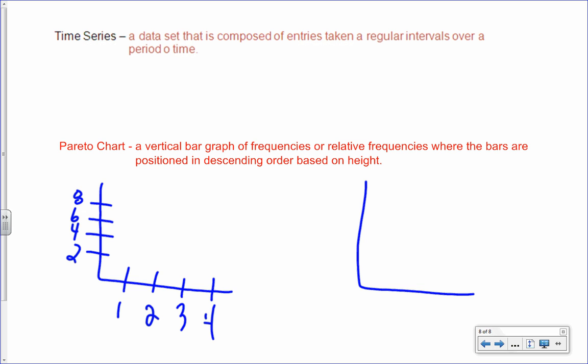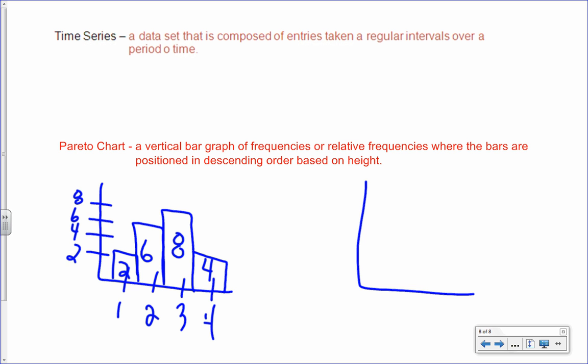So this one over here that I'll do first would be, for example, your frequency histogram. So let's say at whatever number 1 is, you had 2. At 2, you had 6. At 3, you had 8. And at 4, whatever that is, you had 4. So what do we got? 2, 6, 8, and 4. Is that a Pareto chart? No, that's just a frequency histogram, correct? Can I change my frequency histogram quite easily into a Pareto chart?